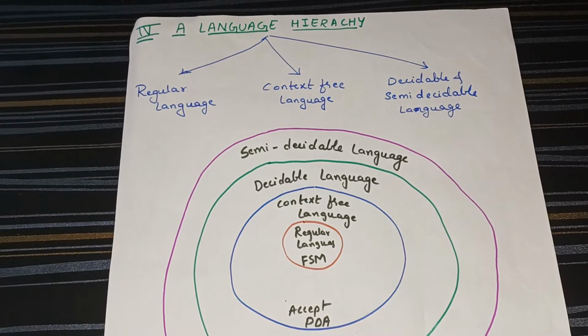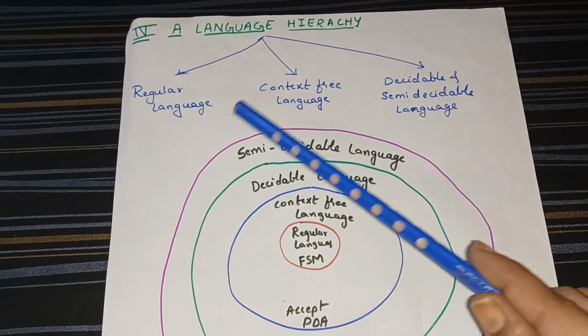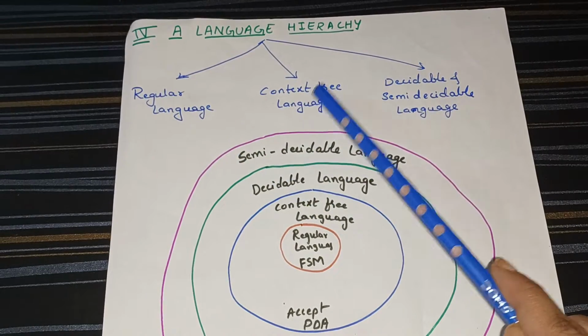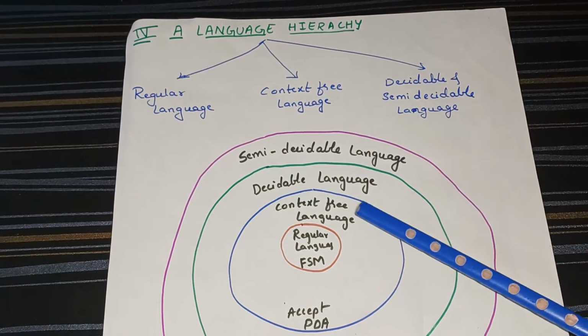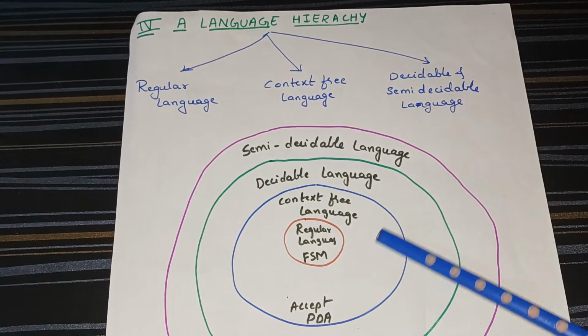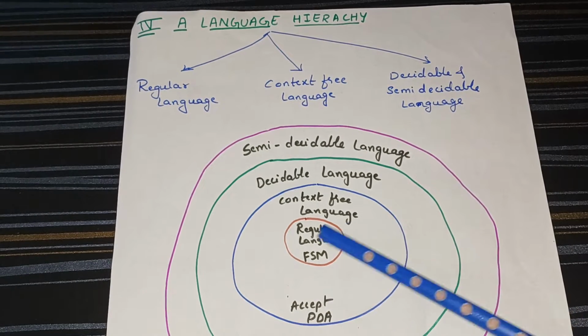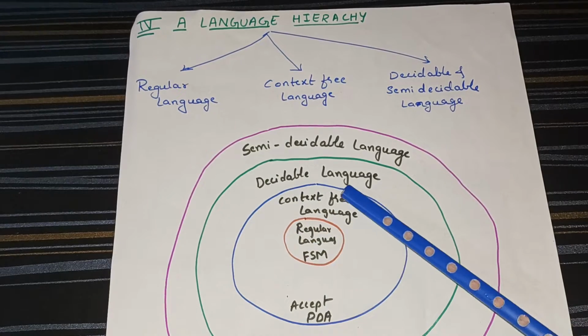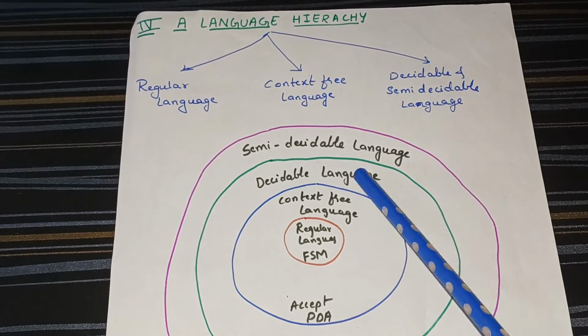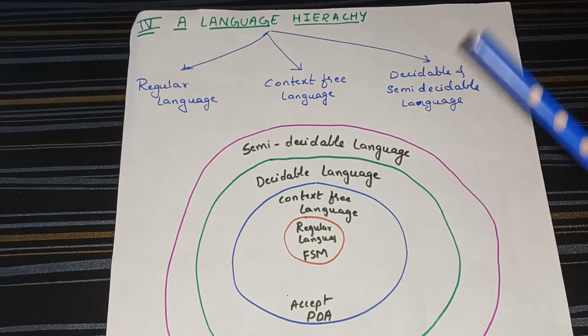Hello everyone, in today's video we are discussing the language hierarchy. In the language hierarchy we have regular language, context free language, and decidable and semi-decidable language. Here is a diagram of how we represent the language hierarchy: regular language first, next context free language, next decidable language, and next semi-decidable language.